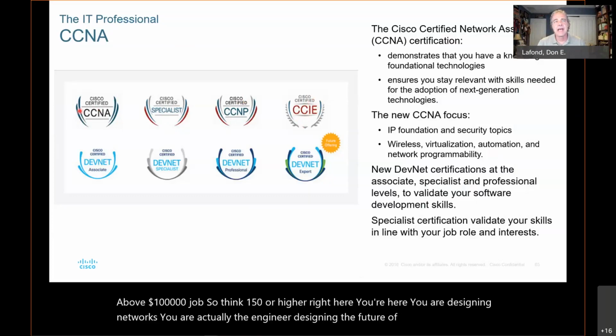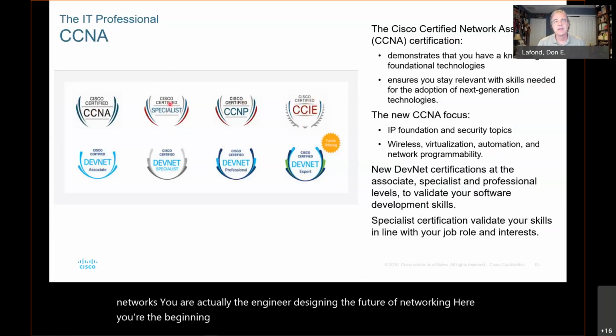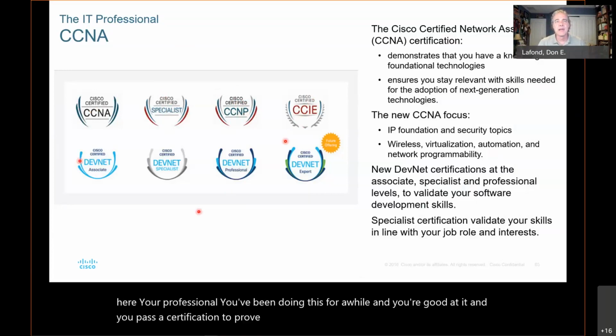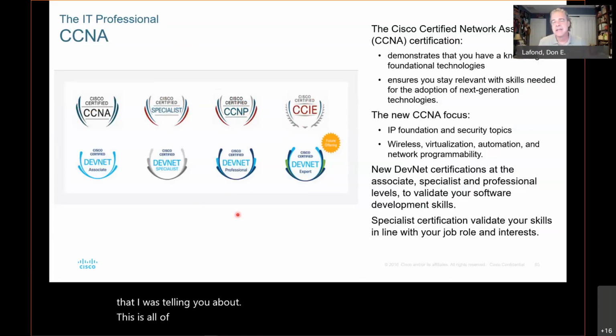Here you're the beginning tech. Here you're a specialist in one field, and there are several fields. Here you're a professional. You've been doing this for a while, and you're good at it, and you pass a certification to prove it. This is the DevNet program that I was telling you about. This is all of the programming in networking.